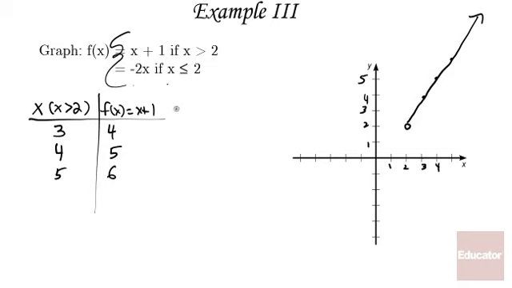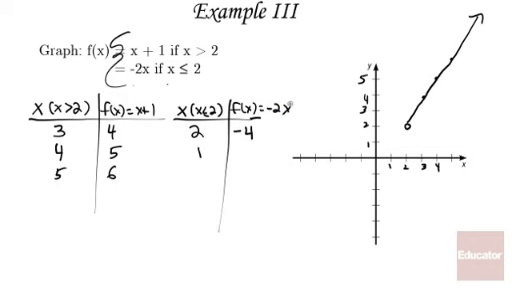Now, for x less than or equal to 2, I've got a different situation. I'm looking at f of x is negative 2x. Okay, so when x is 2, 2 times negative 2 is negative 4. When x is 1, 1 times negative 2 is negative 2. When x is 0, f of x is 0. When x is negative 2, that's negative 2 times negative 2 is positive 4. So starting with x is 2, f of x is negative 4.